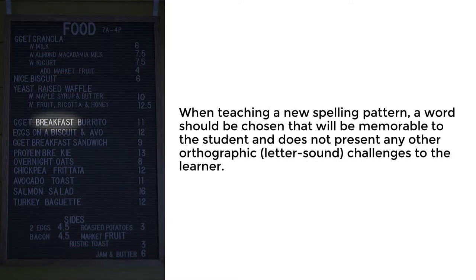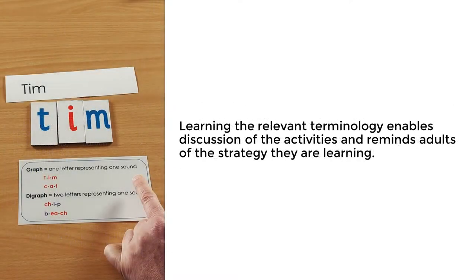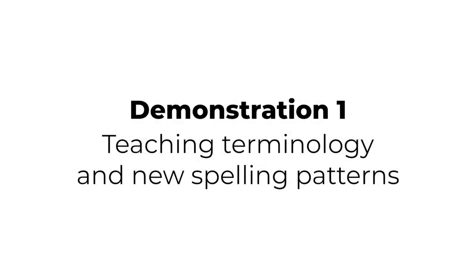When teaching a new pattern, a word should be chosen that will be memorable to the student and does not present any other orthographic challenges. A short list of words with the same pattern should be taught to reinforce the idea that this is a pattern. Learning the relevant terminology enables discussion of the activities and reminds adults of the strategy that they are using. Relating learning to the context of adults' lives also makes it clear how learning is relevant and can be applied.